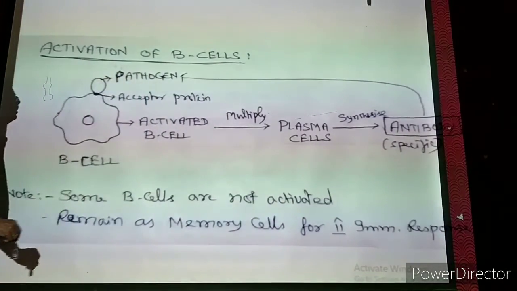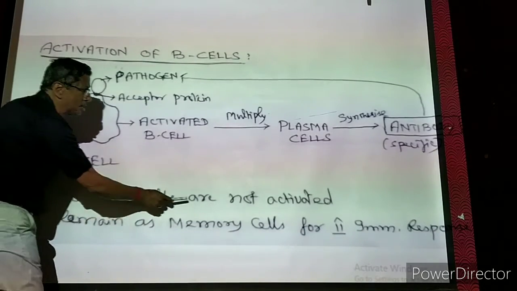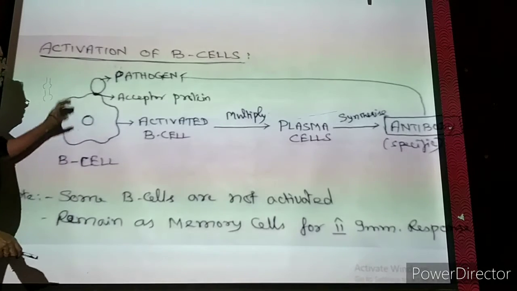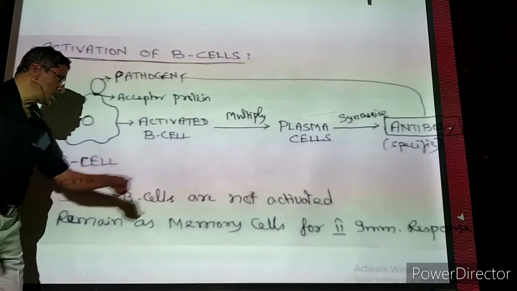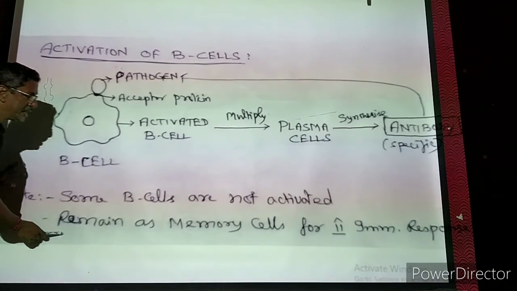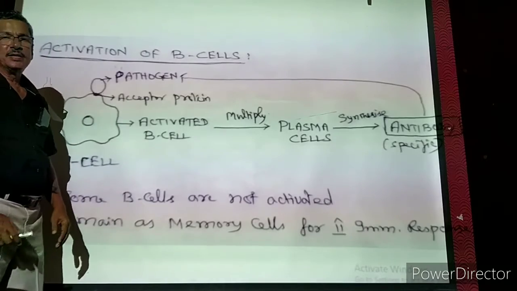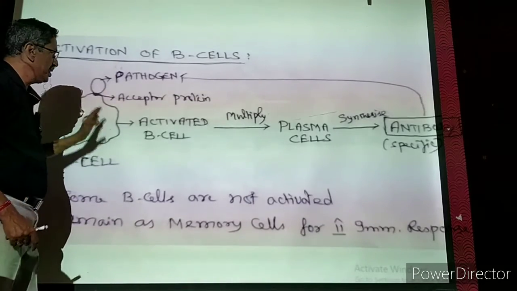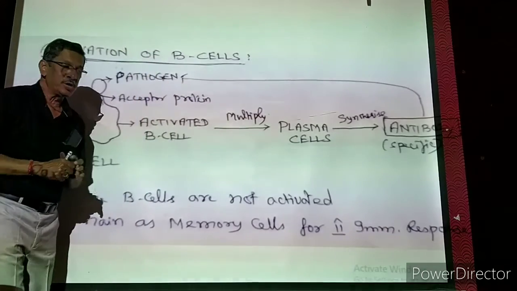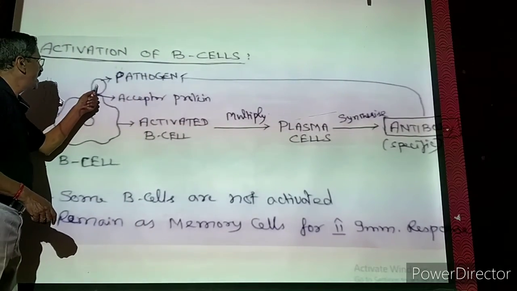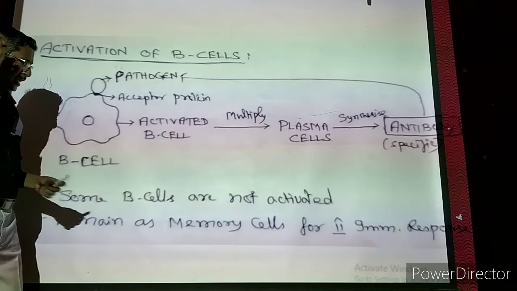That is the role of B cells. Note, some B cells are not activated. Even if microorganisms are coming and touching, they are not at all activated, but they remain as memory cells. Even if the microorganism is touching, it is not multiplying, it is not producing antibody. But it is understanding the chemical composition of the pathogen and keeping it in memory.